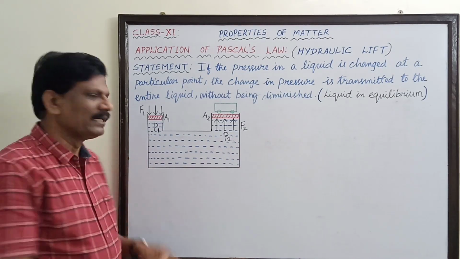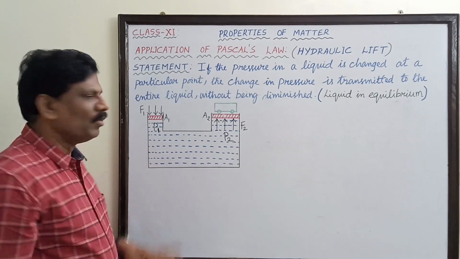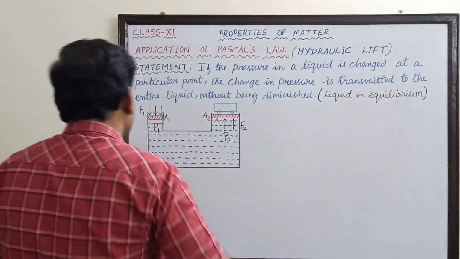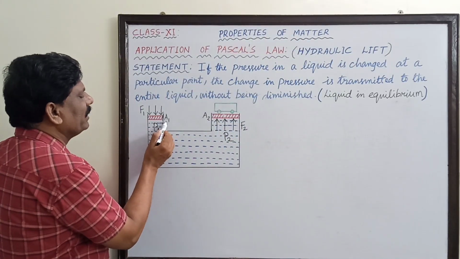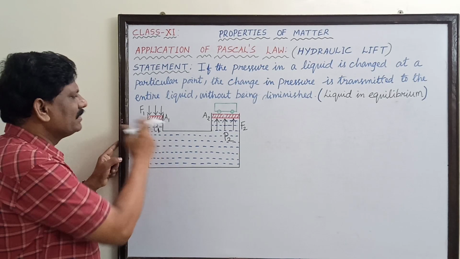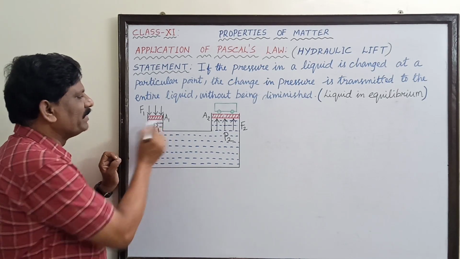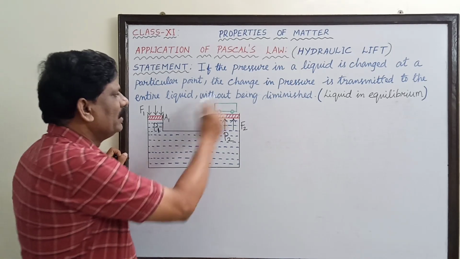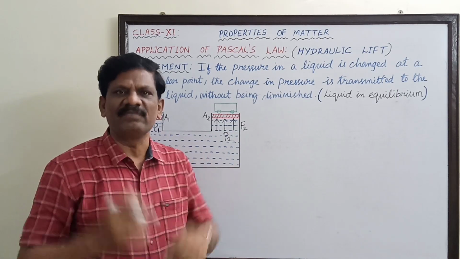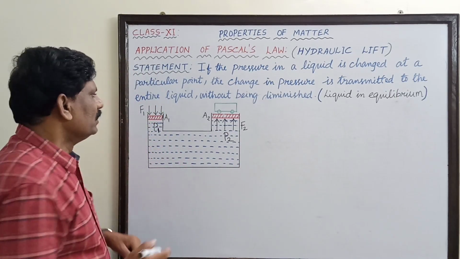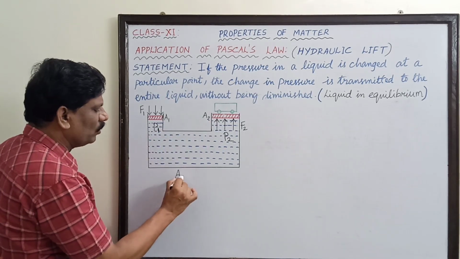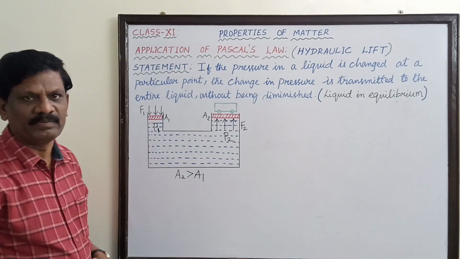Like that, here I have taken a large container with two openings, one on the left side and the other on the right side. The left side opening has an area of cross section A1, over which a light piston is placed. On the right side there is a large piston of cross section A2 which is floating on the surface of the liquid. The left side piston is smaller and the right side piston is larger, so A2 is greater than A1, I have assumed.